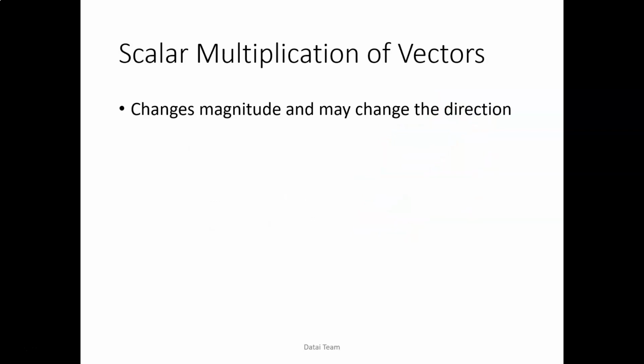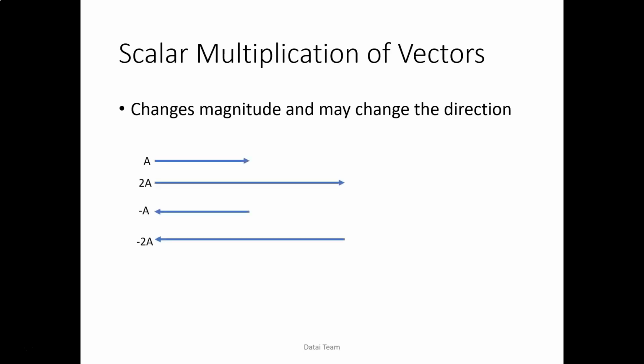And you can also multiply vectors with scalars. This changes the magnitude and also may change the direction based on the value. For example, let's say that we have the vector a and we multiply it with 2 and we get the vector 2a. This vector is multiplied with a scalar, so the direction doesn't change because the sign is the same and the magnitude is doubled.